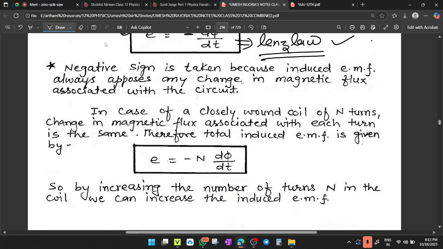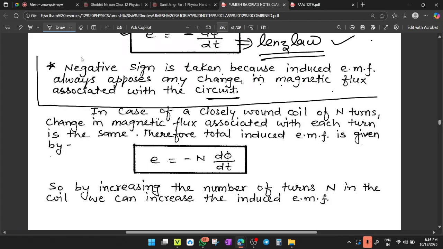Next, the negative sign is taken because induced EMF always opposes any change in the magnetic flux associated with the circuit. All these lines were stated by the scientist Lenz. So this whole statement is called Lenz's law. Clear?